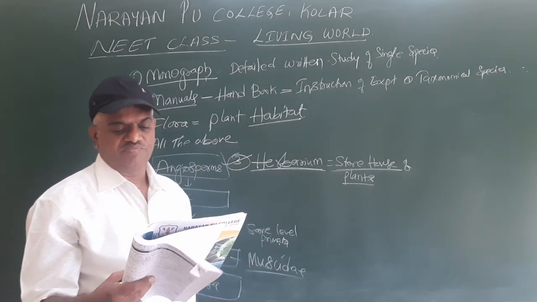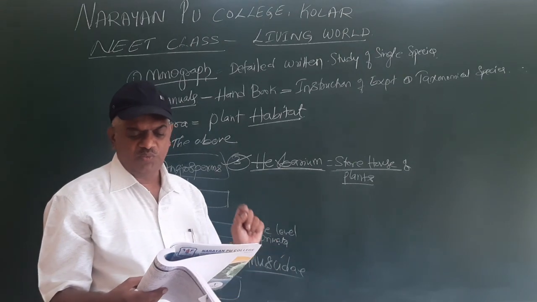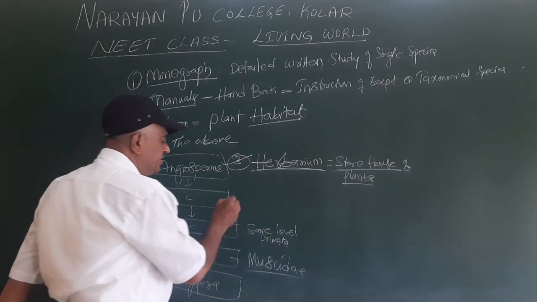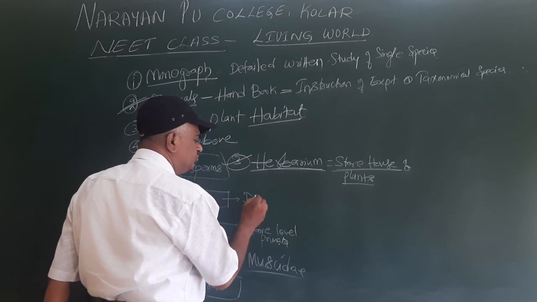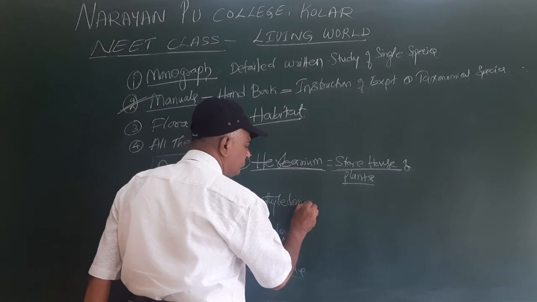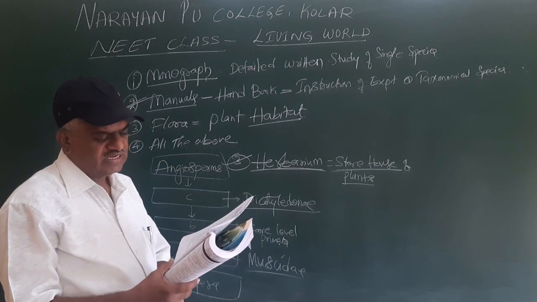Next one, C. It includes all angiosperms having two cotyledons in their seed. Here, C indicates there is the presence of two cotyledons, hence it is called dicotyledon.